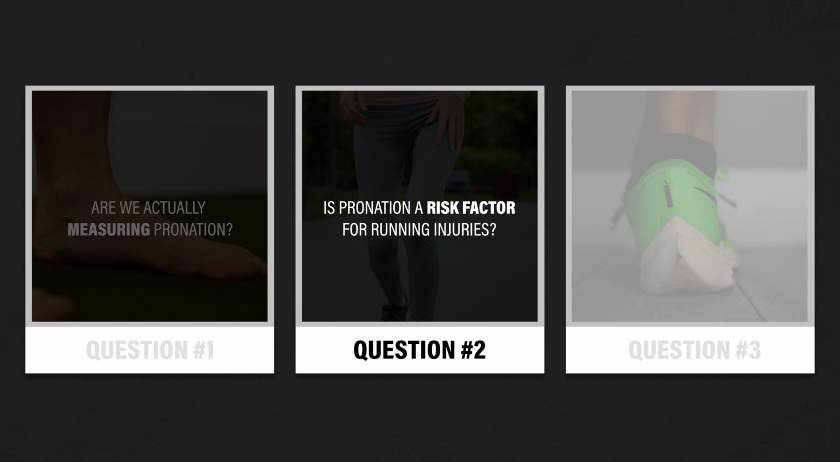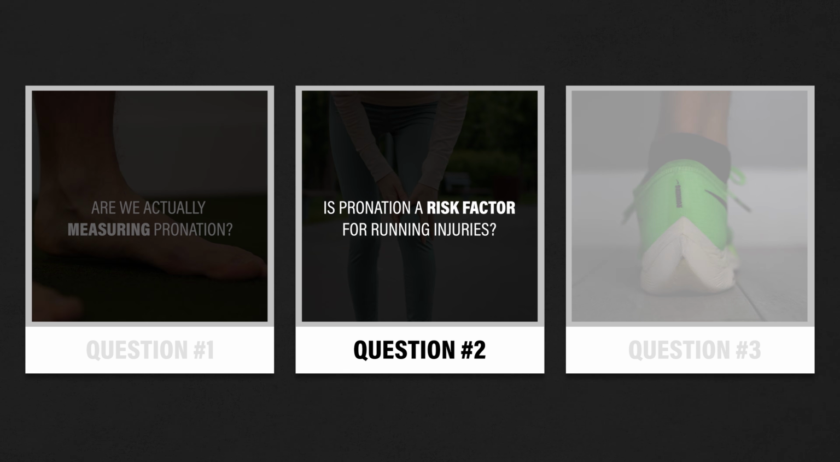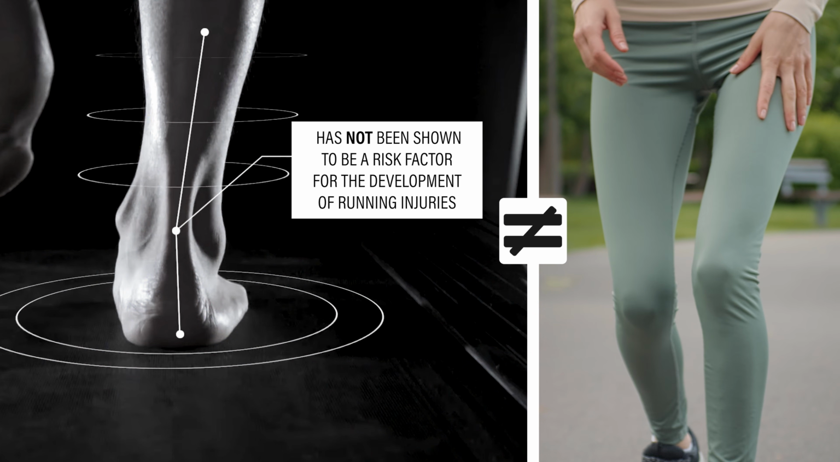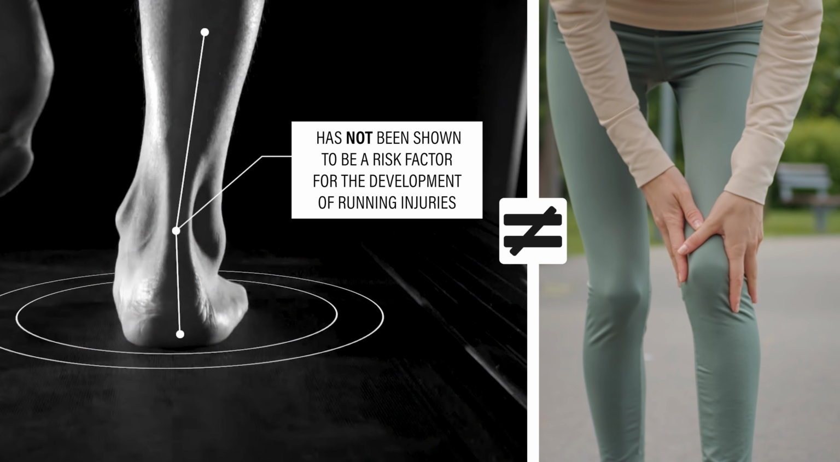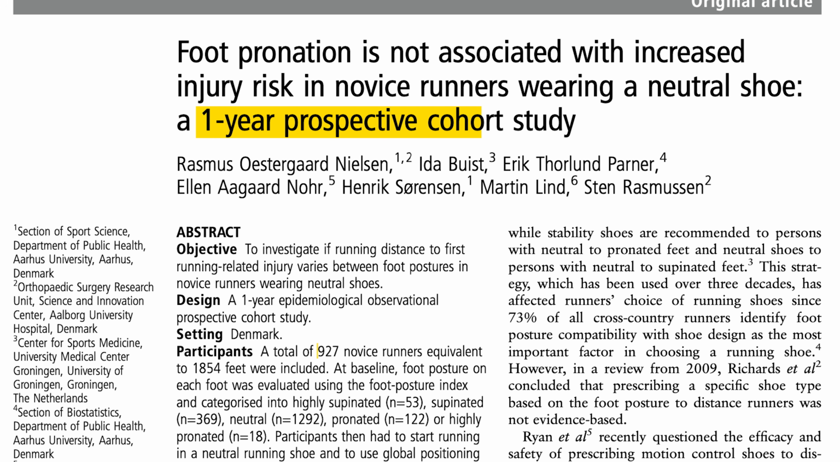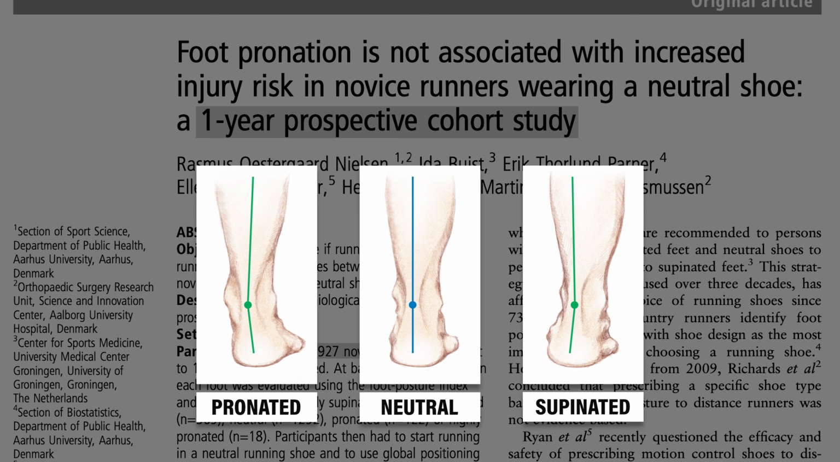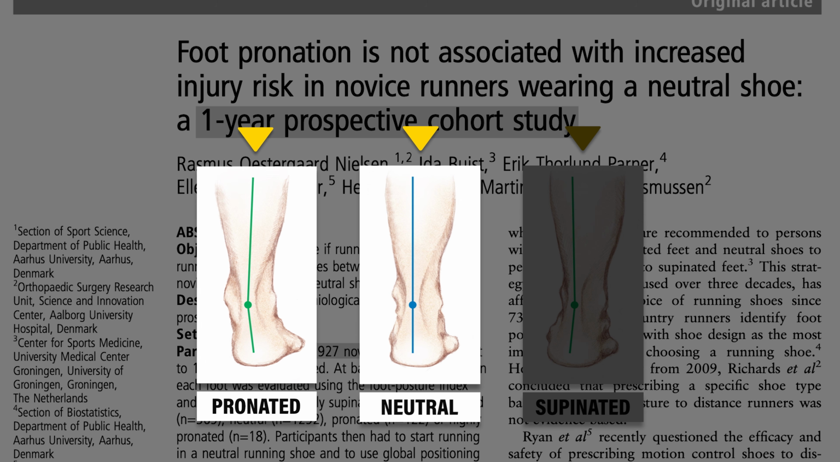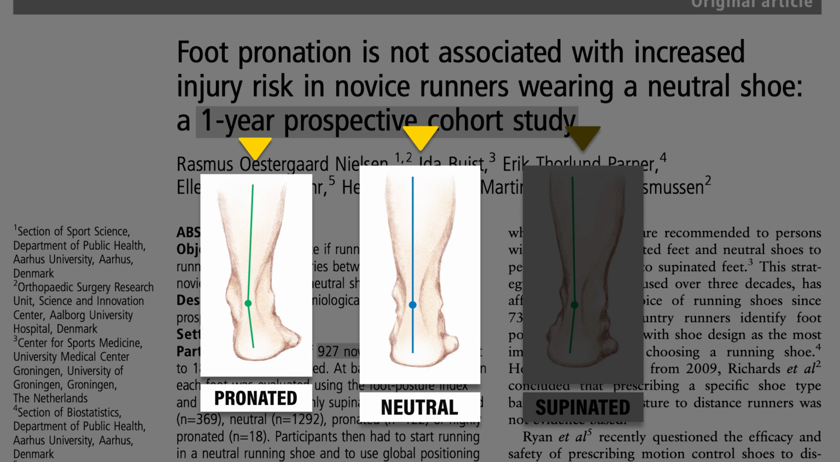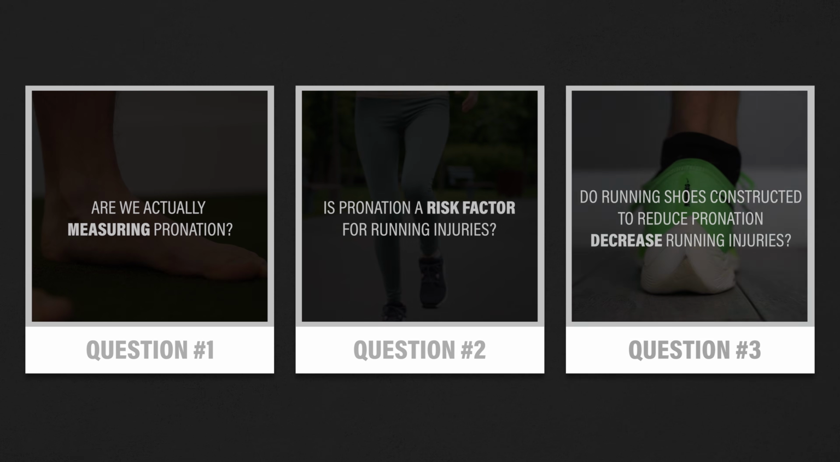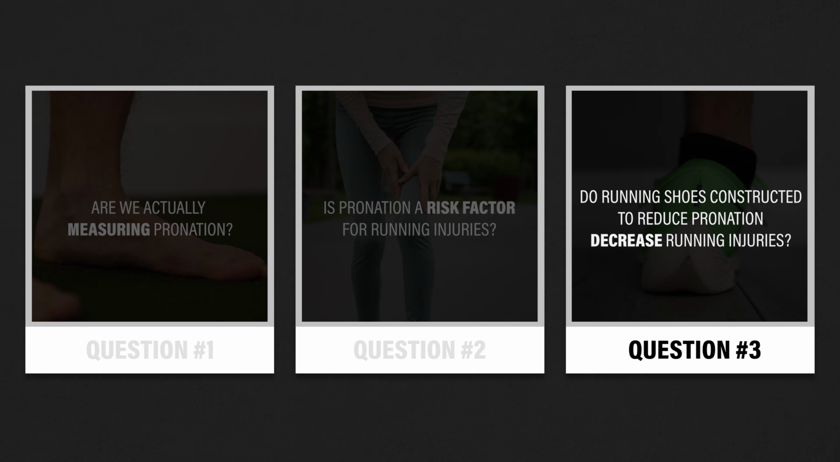Number 2, is pronation a risk factor for running injuries? Rear foot pronation has not been shown to be a risk factor for the development of running injuries. In a 1-year prospective study on 927 novice runners, runners statically categorized as pronated or supinated did not show an elevated risk of injury compared to neutral arch height. In fact, the pronated group actually had fewer injuries in this study compared to the neutral group, albeit a small relationship.